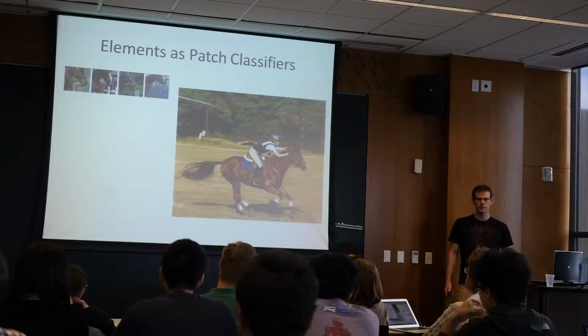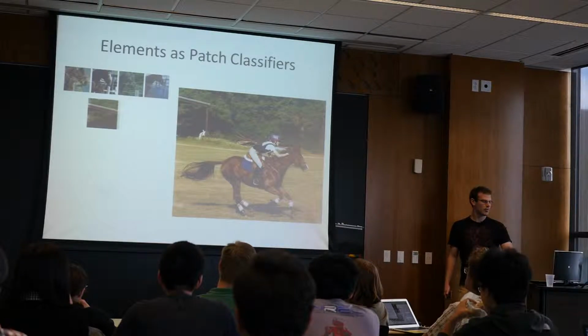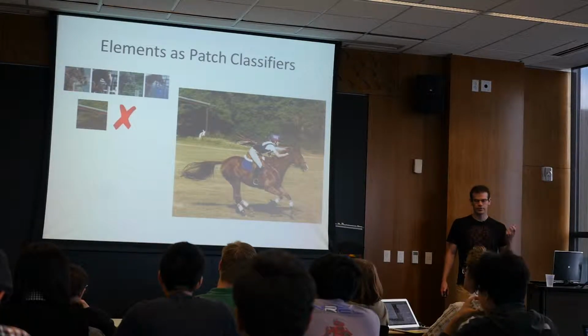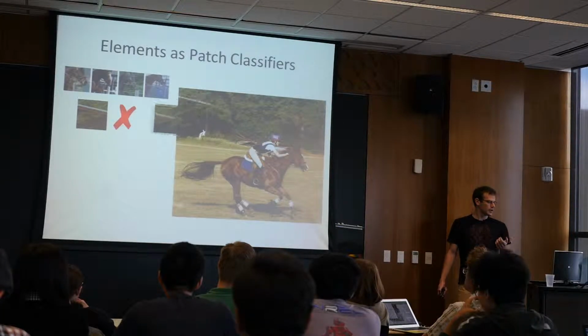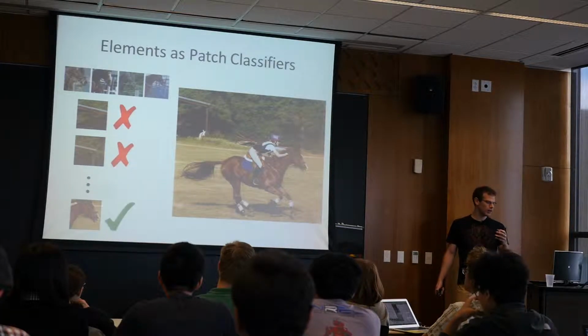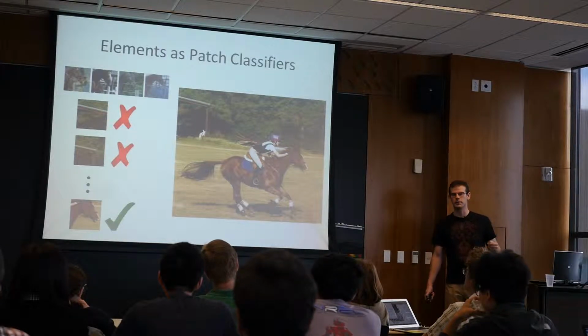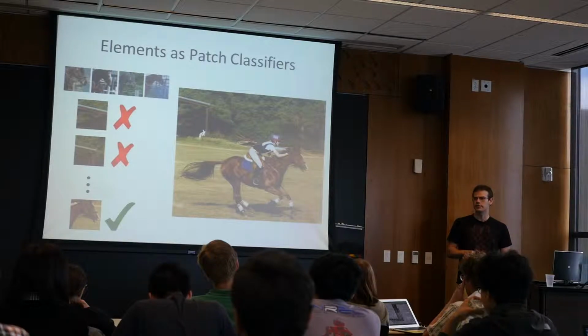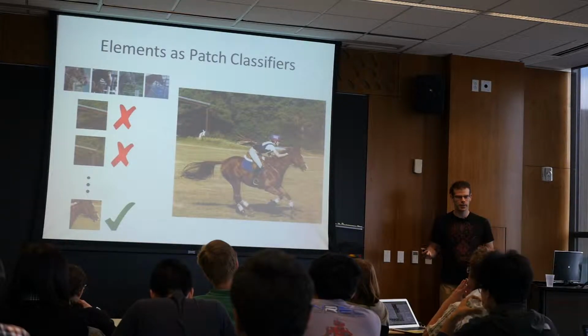So if we have an element like this one, we'll assume there's an associated patch classifier where we can extract patches from this image and then label them with yes or no, does this contain the element? So these patches don't, and we'll slide along until we get to this patch, at which point, hopefully, we'll say yes. So if we want to train a classifier to do this, we need some labeled data.